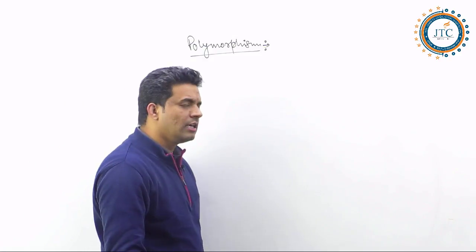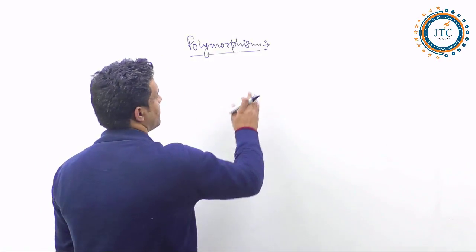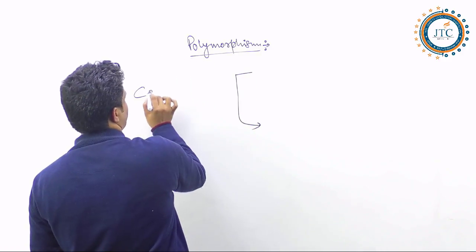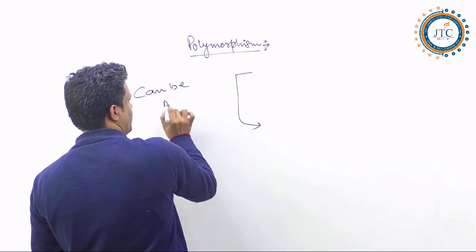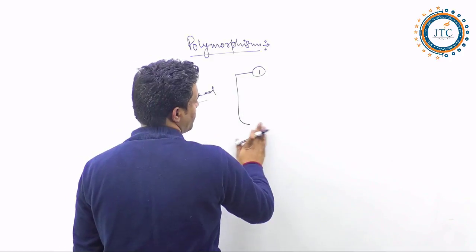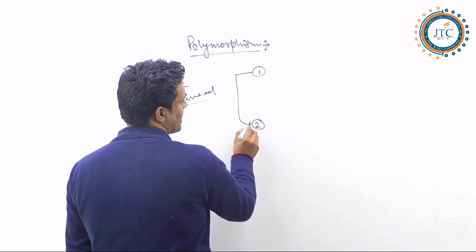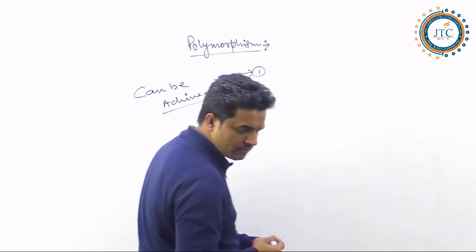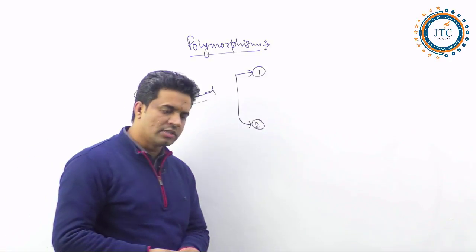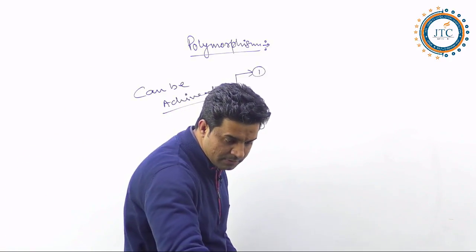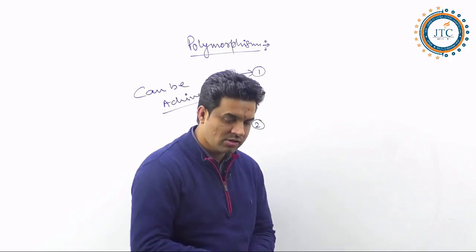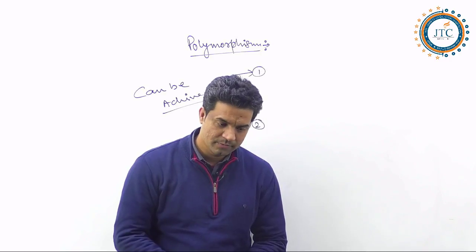Now on the same thing here, the polymorphism can be achieved in two different ways. What are the two different ways it can be achieved? Polymorphism can be achieved in two different ways. Can you write in the comment box in what all different ways it can be achieved?